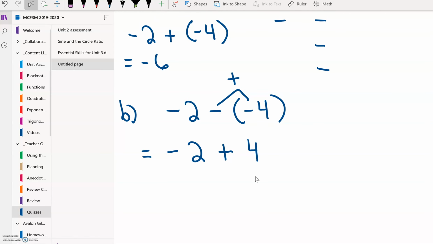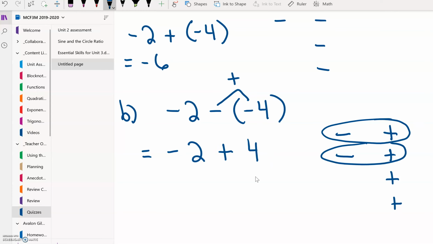Now in this case, I have 2 negatives, so I'm going to go ahead and put 2 negatives, and then plus 4. So 1, 2, 3, 4. When I have negatives and positives, these are called zero pairs, and I'm going to cancel them out. So -2 plus 4 equals +2. Now notice I didn't put the plus sign here. That's because it's not necessary.